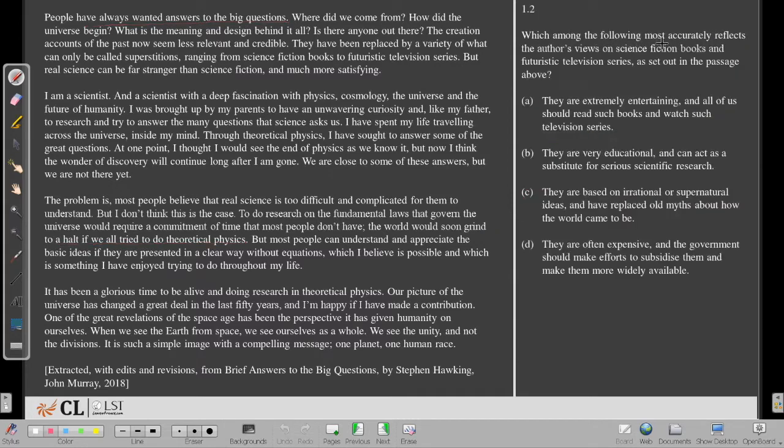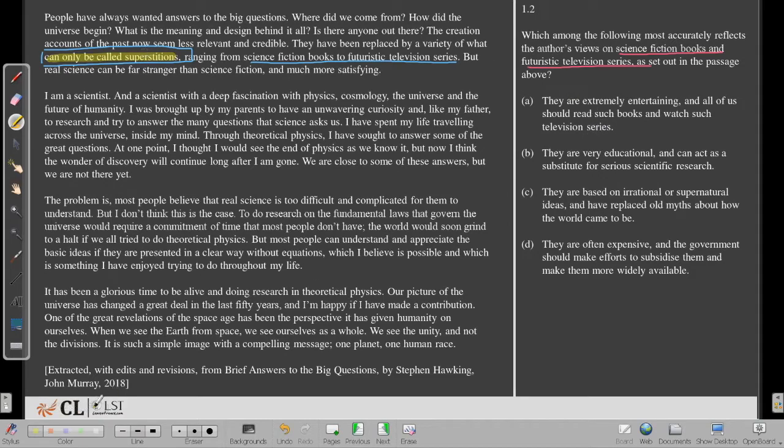Which of the following most accurately reflects the author's view on science fiction books and futuristic television series, etc. on the past? Now, this is a very specific question. Science fiction books and futuristic television series, or what can only be called a superstition? The answer is right there. We have to look at something that says, according to the author, it is actually not based on something. It may be something related to superstition, rather than something else.